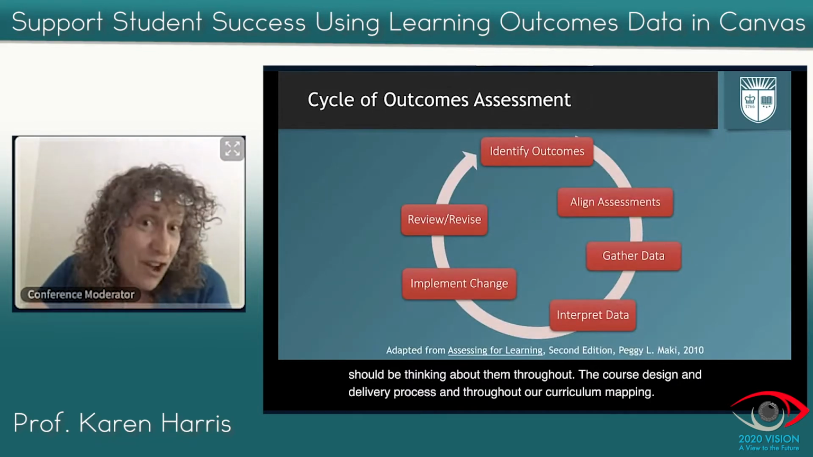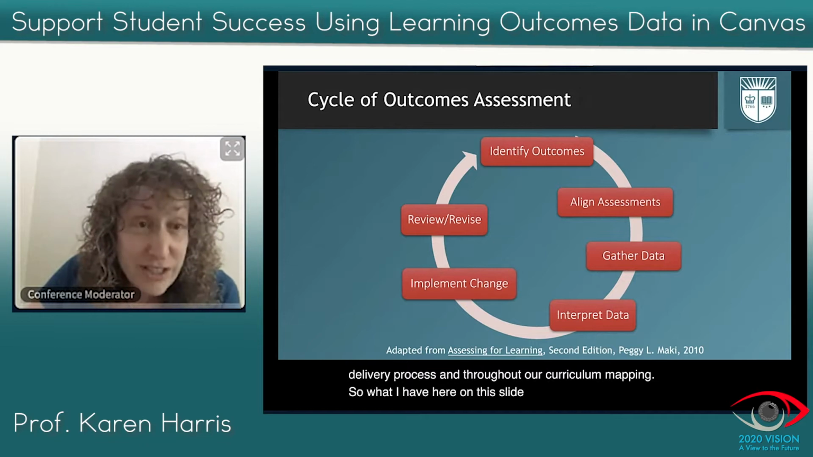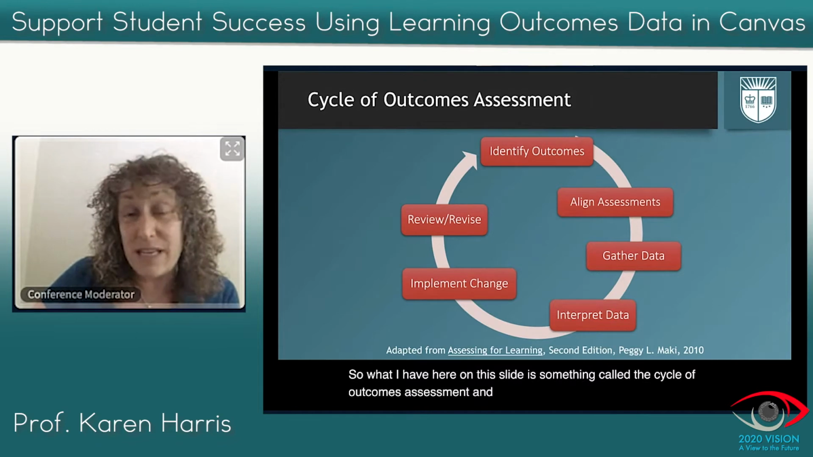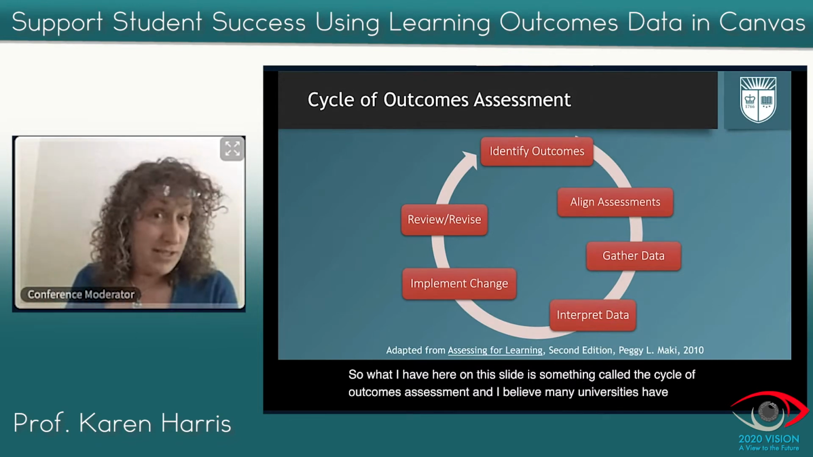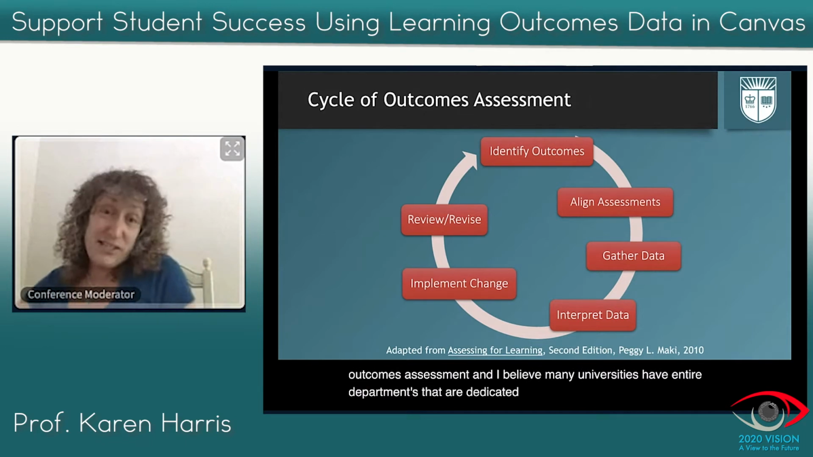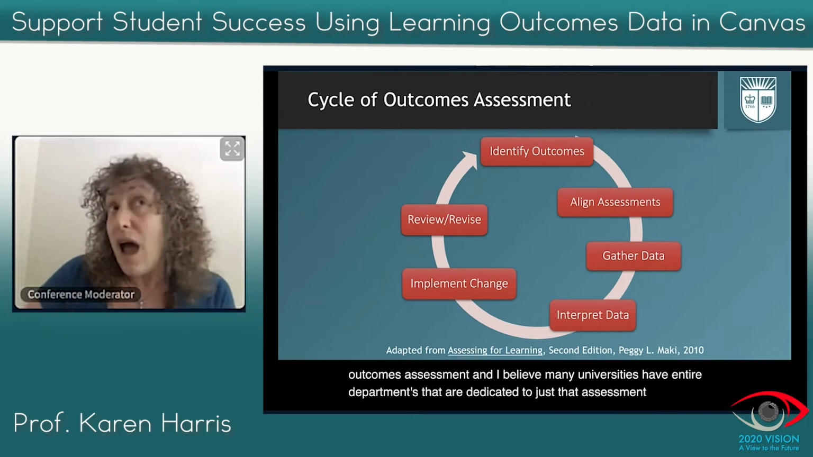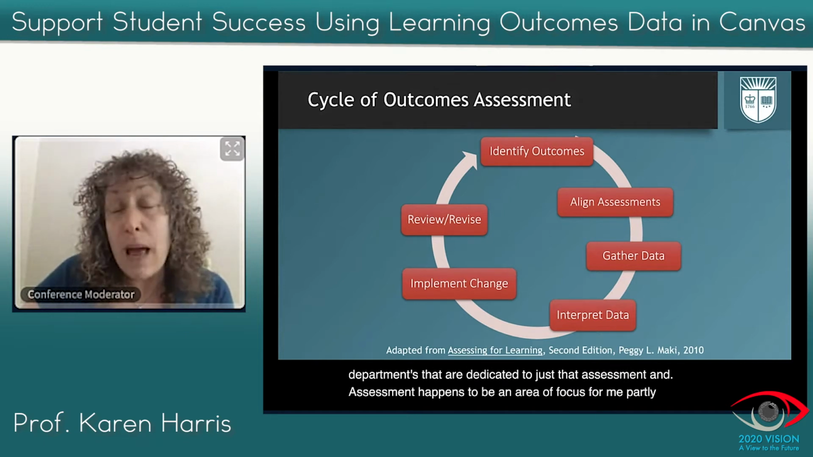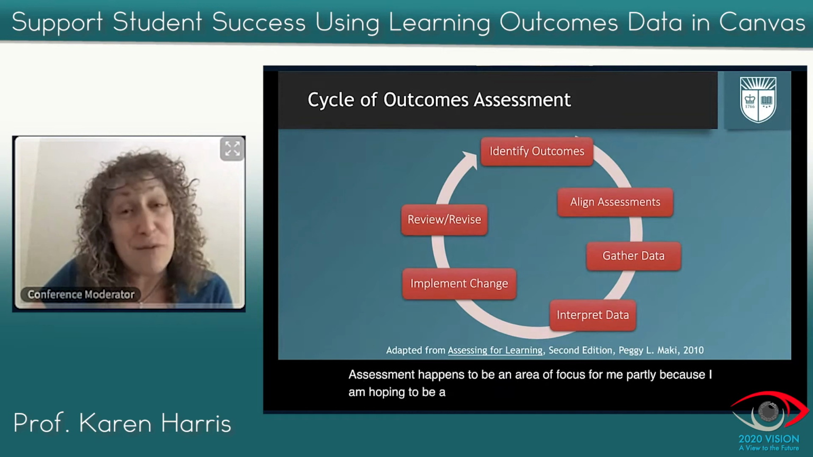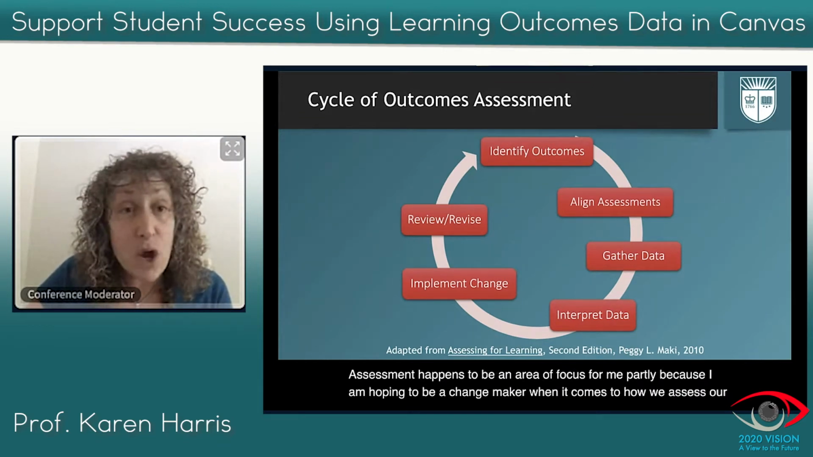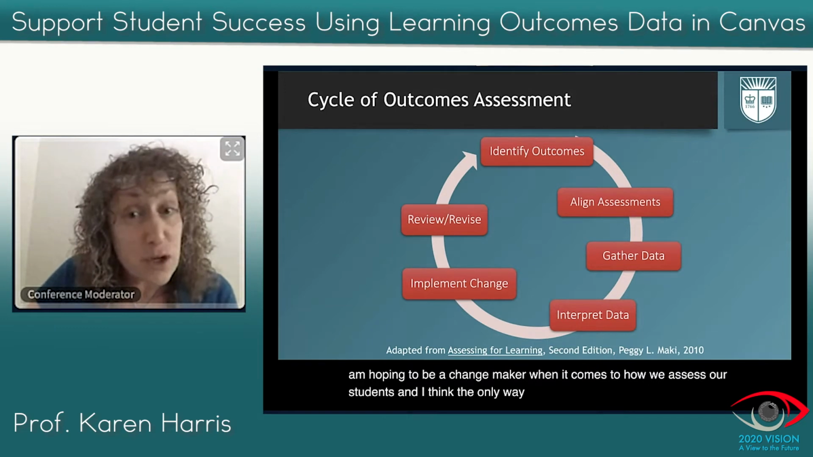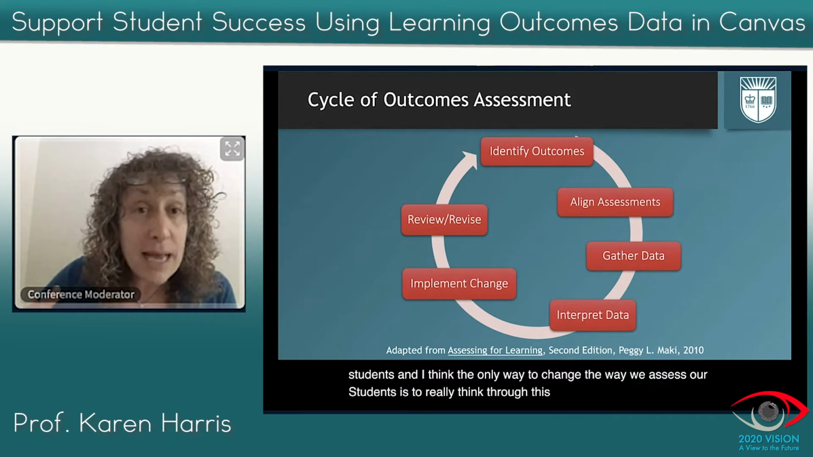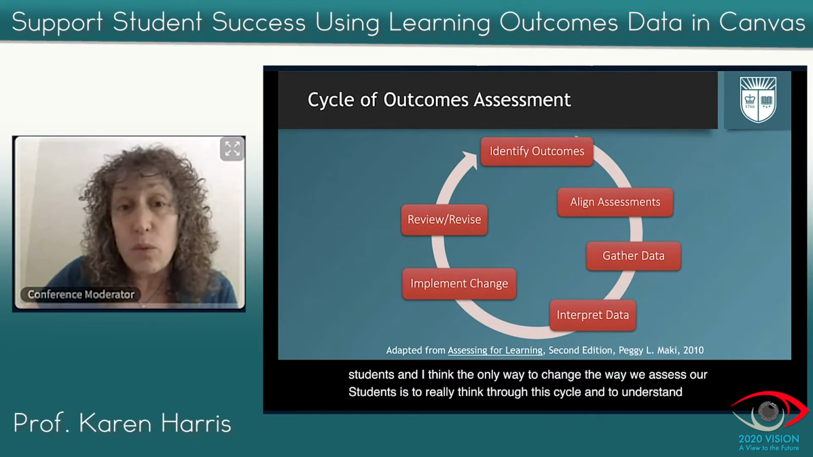So what I have here on this slide is something called the cycle of outcomes assessment. And I believe many universities have entire departments that are dedicated to just that, assessment. Assessment happens to be an area of focus for me, partly because I am hoping to be a change maker when it comes to how we assess our students. And I think the only way to change the way we assess our students is to really think through this cycle and to understand that assessment is something that will change.